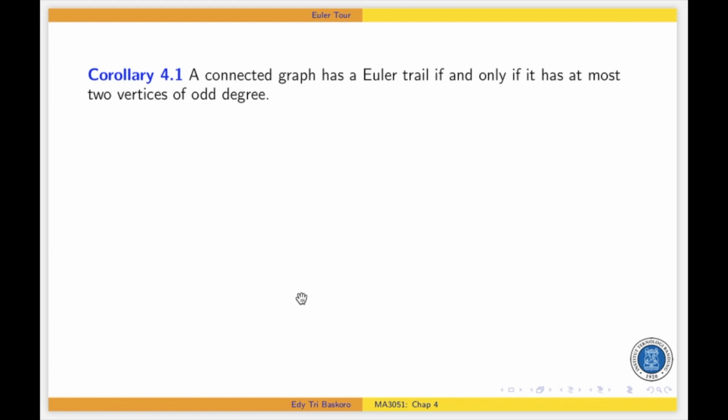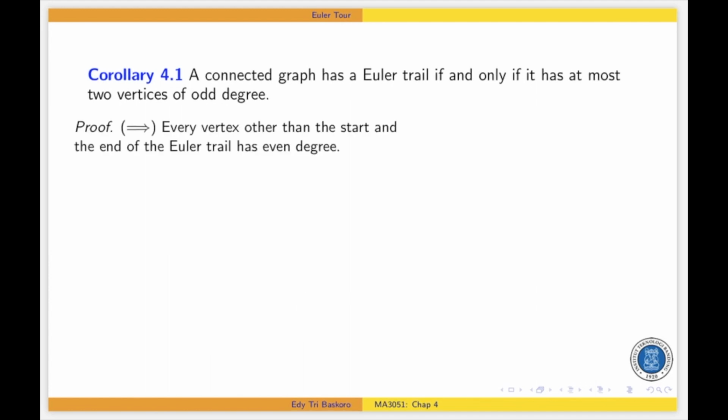As a corollary, we have the following statement. A connected graph has an Euler trail if and only if it has at most two vertices of odd degree. Okay, now we are going to prove from left to right. Every vertex other than the start and the end of the Euler trail must have even degree, right? So the starting vertex and the end vertex of this trail can have odd degree. That means at most two vertices of odd degree in that graph.